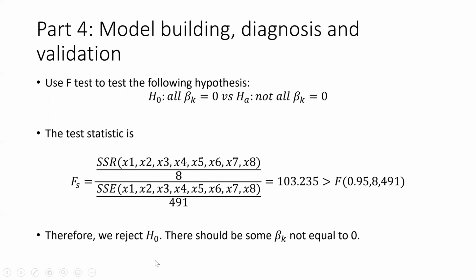So here, to begin with, we use the F-test to test the following hypothesis. The H0 is all beta k are equal to 0. The HA is not all beta k are equal to 0. So we can compute the test statistic F star. The result is 103.235, which is larger than F(0.95; 8, 491). Therefore, we reject H0, which means that there should be some beta k not equal to 0.